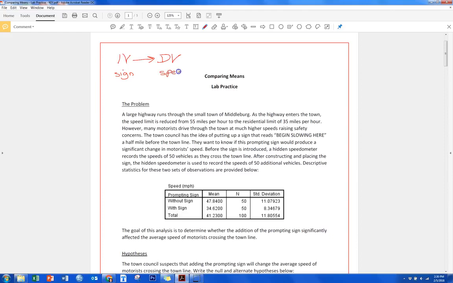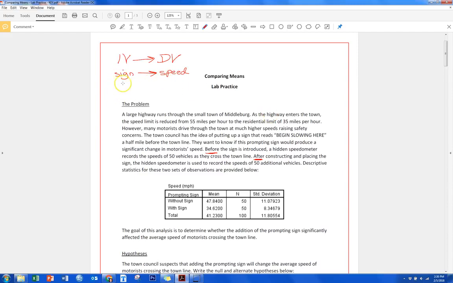So the logic here, or the theory here, is that the introduction of the sign will cause the motorist to change their speed as they drive through the town. The independent variable is manipulated. So at first there is no sign. Before the sign is introduced, we have a before condition. They measure the speed of 50 vehicles, and then after the sign is introduced, they record the speeds of another 50 vehicles.